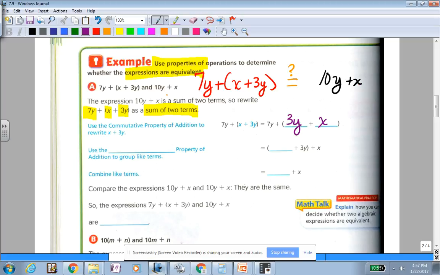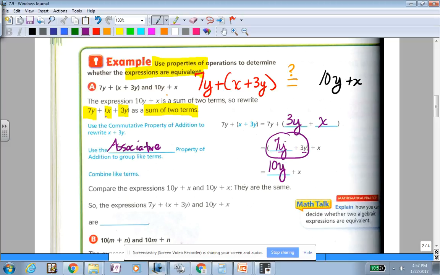Now, can I use another property? Yeah, I could use the associative property, because now I can group them in a way in which I'm going to solve the 7y plus 3y first, right? Because this parentheses would say to do that first. Now I know I can combine these two terms because they're like terms. When I have 7y and 3y, because they both have the variable y, there is no exponent, so they're like terms, it gives me 10y.